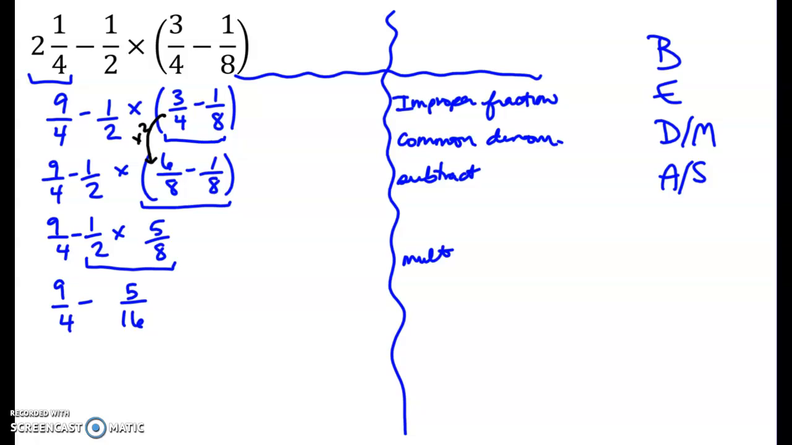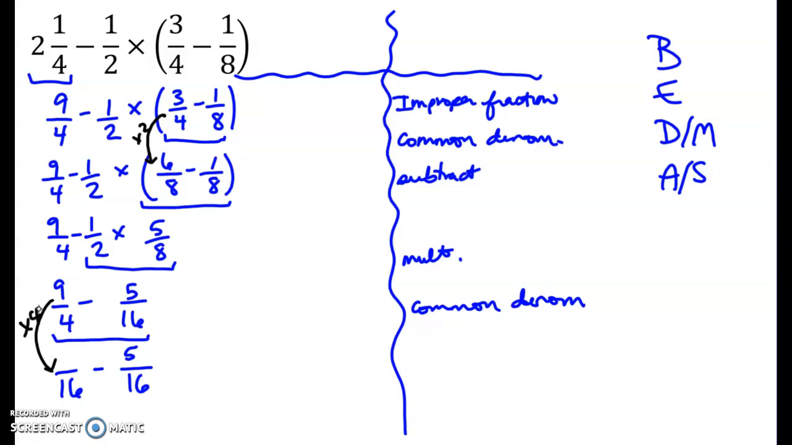Then we will need common denominators here, which will be 16. And we will multiply here by 4 to get 36/16, subtract 5/16 for an answer of 31/16. Now let me see if I didn't write the subtract down again.